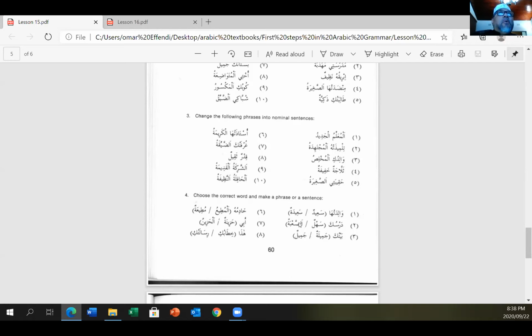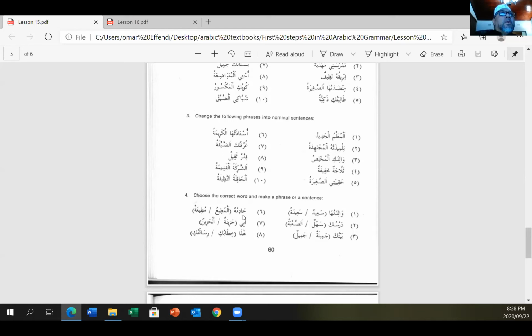Darsuka sahlun or sa'batun? Sahlun, because sahlun is masculine, and obviously dars is also masculine. That is why I'm giving it to you like this, so that we can get a touch of it. That's the reason why I'm revising the homework. Now, Baytuka jamilatun or jamilun? Jamilun, because bayt is a masculine word. The next one here, khadimuhul muti'u or muti'atu? Muti'u.